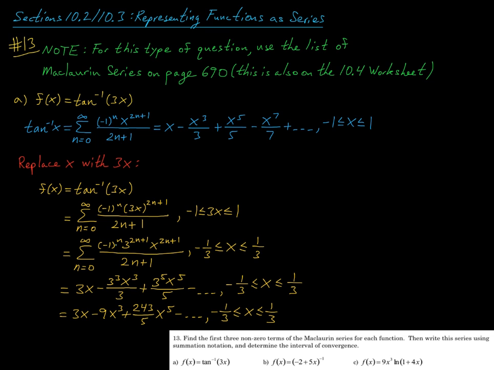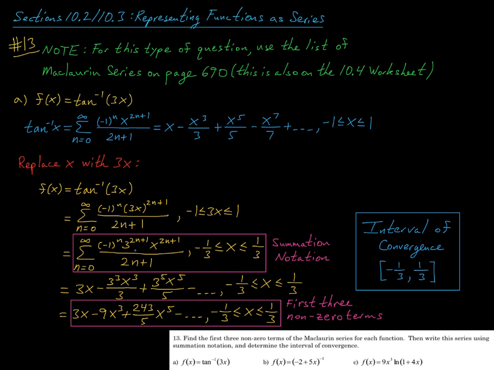When n is 1, I get (-1) to the first, that's -1. Then I get a 3 cubed, an x cubed, and then the denominator is 3. So this simplifies to -9x cubed. When n is 2, I get (-1) squared, so that's a +1. This is a 3 to the 5th, an x to the 5th, and I'm dividing by 5, so I get plus 3 to the 5th, x to the 5th over 5, which simplifies to 243 over 5 times x to the 5th. All right, so these are the first three non-zero terms.